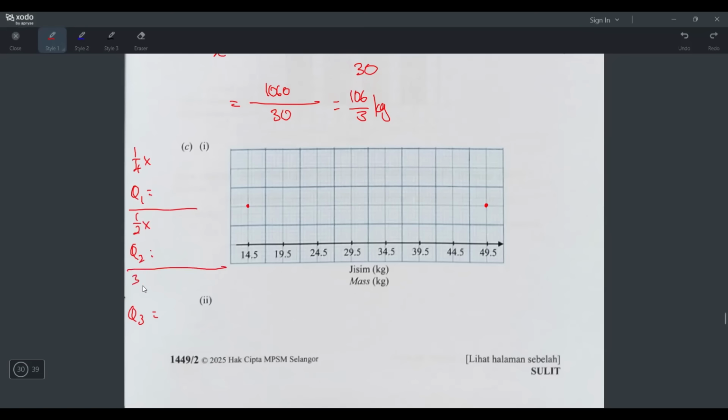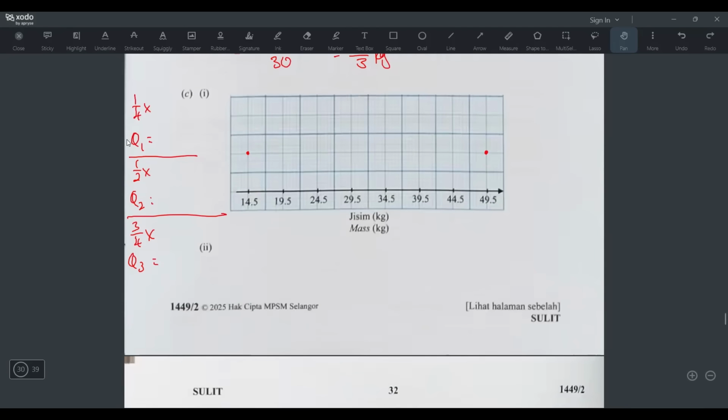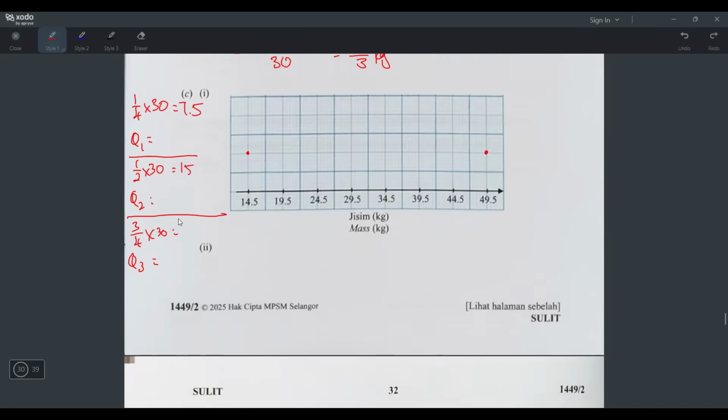For Q3, it will be 3 over 4. And then the total frequency is 30. So we have to times with 30, 30, 30. Okay, 1 over 4 times 30, 7.5. And then this one is 15. This one is 22.5. So what I have to do now, I have to go to the graph, find 7.5, and after I find 7.5, I plot a dotted line.